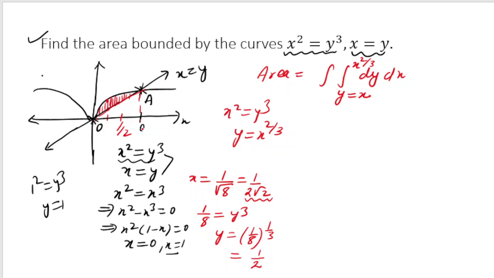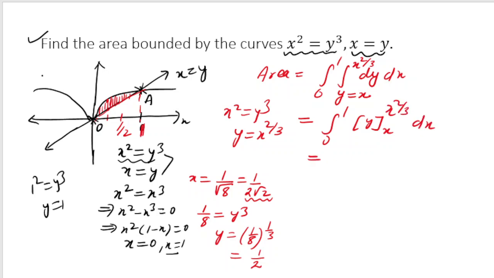and the limit of x is from 0 to this point. What I have written, this is the point 1. So the limit of x will move from 0 to 1. So we have to integrate now. The limit is 0 to 1. Integration of dy is y, and then x to the power 2 by 3 dx.